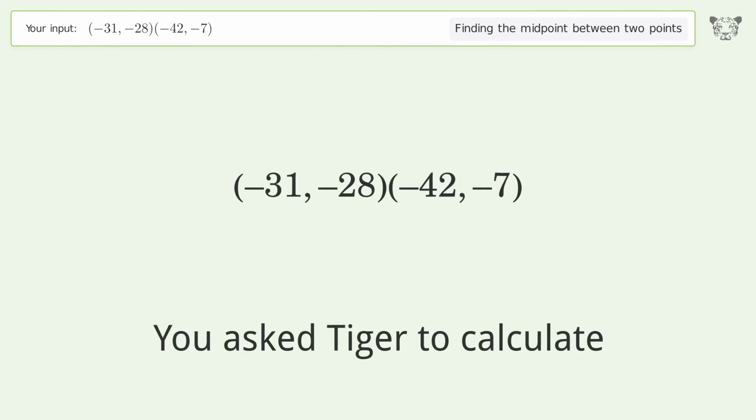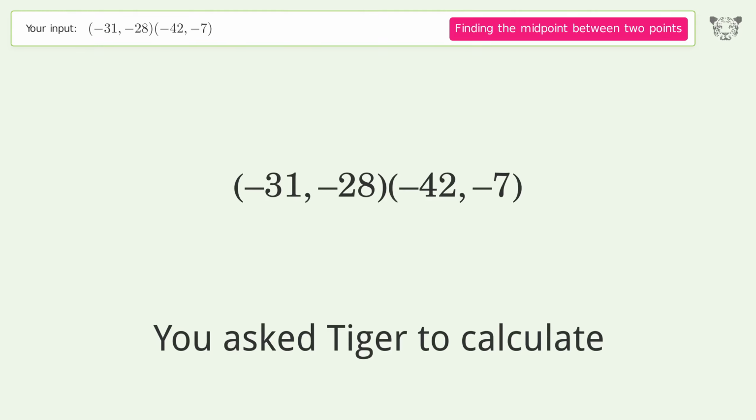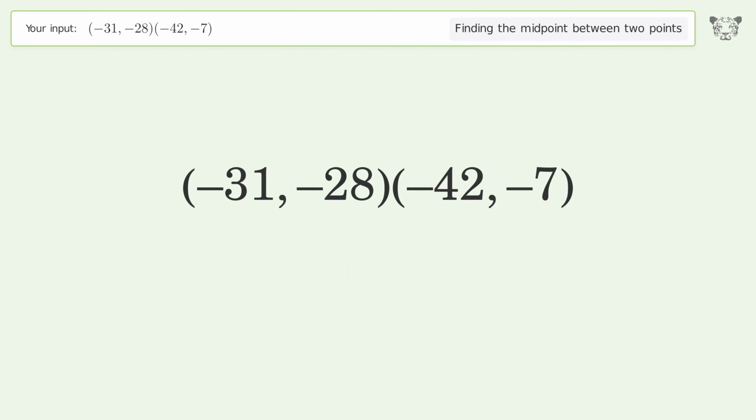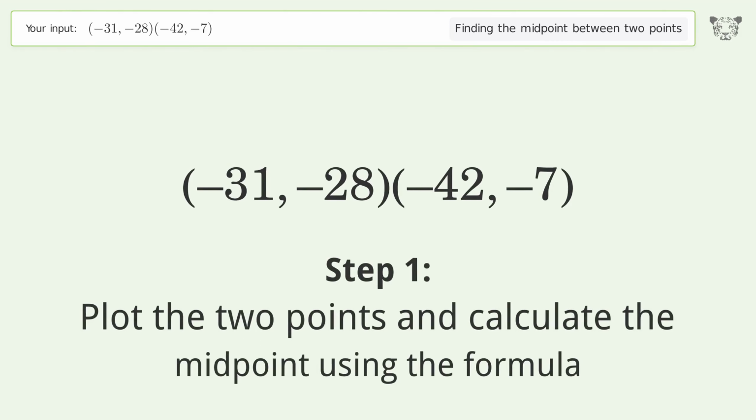You ask Tiger to calculate. This deals with finding the midpoint between 2 points. The midpoint between the 2 points is -36.5, -17.5. Let's solve it step by step. Plot the 2 points and calculate the midpoint using the formula.